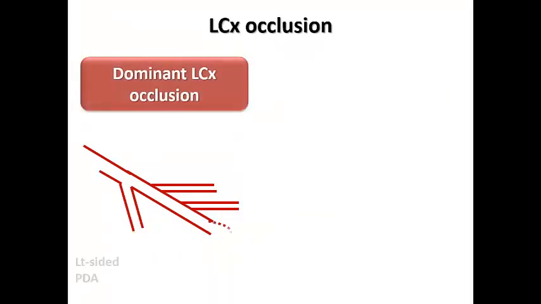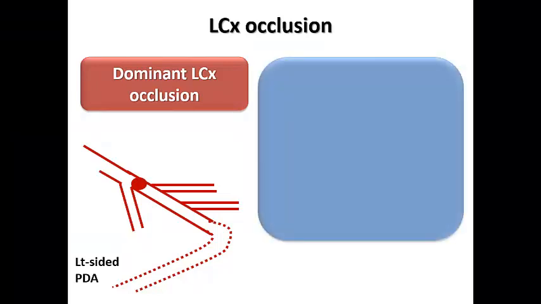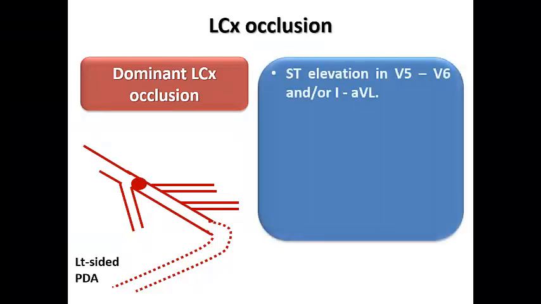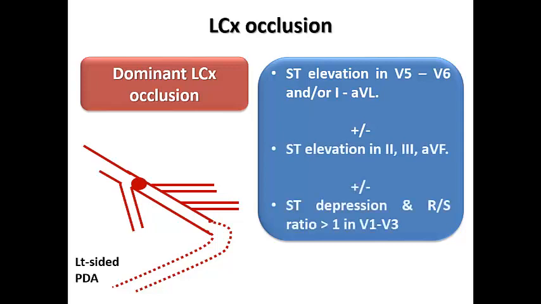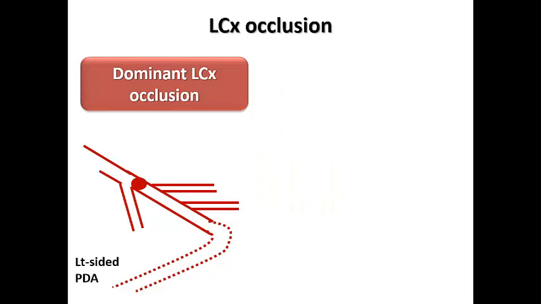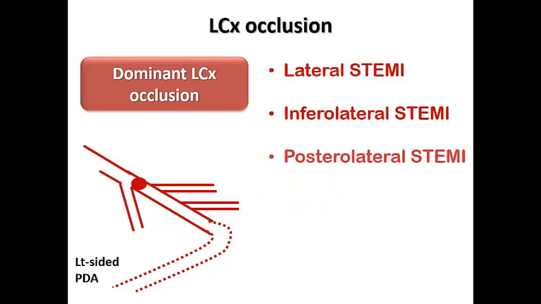When there is a dominant LCX occlusion, where the LCX gives origin to a left-sided PDA, it would not be only ST elevation in the lateral leads. I can see ST elevation in the inferior leads, I can see ST depression and R/S ratio more than 1 in V1 to V3, indicating posterior wall infarction. So dominant LCX occlusion can result in lateral STEMI or inferolateral STEMI or posterolateral STEMI or infero-posterolateral STEMI.